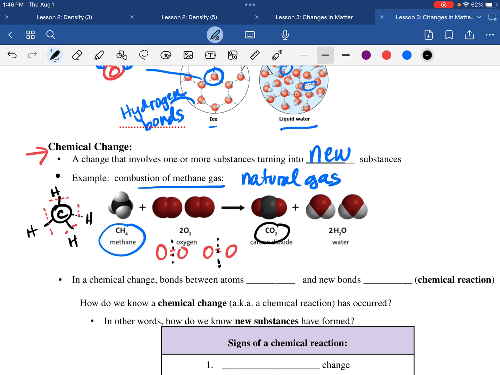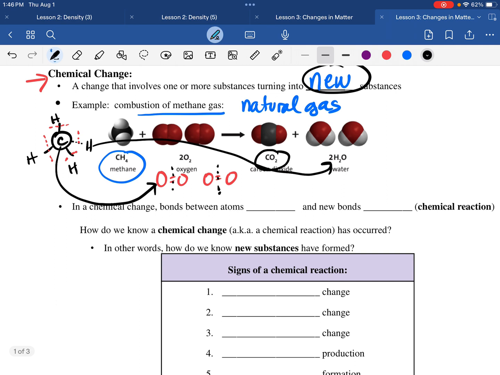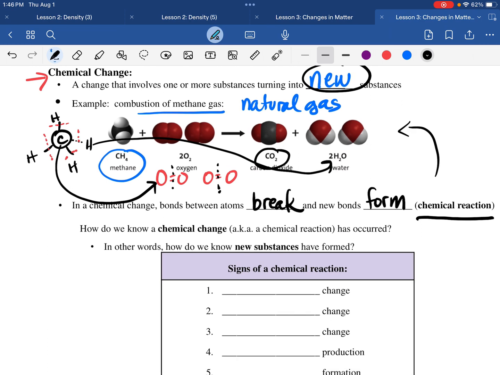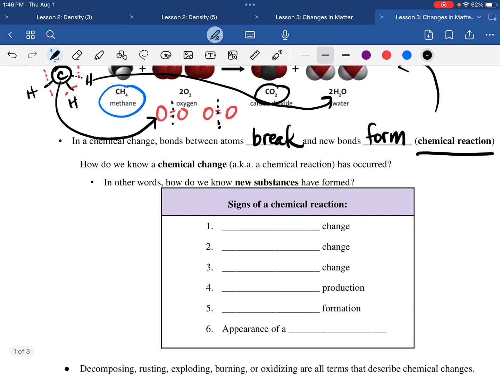Now that carbon is going to bond to 2 oxygens and get carbon dioxide. Some of the oxygens are going to bond with hydrogens to get water. So we have new substances. In a chemical change, the bonds between atoms break and new bonds form. The other word we have for this is a chemical reaction. So chemical changes are always chemical reactions. And this up here is a great example of a chemical reaction.